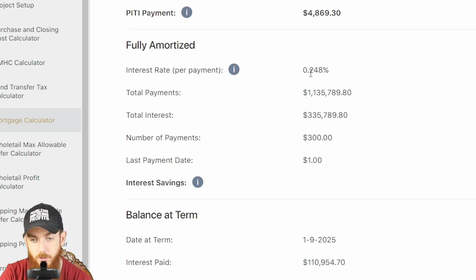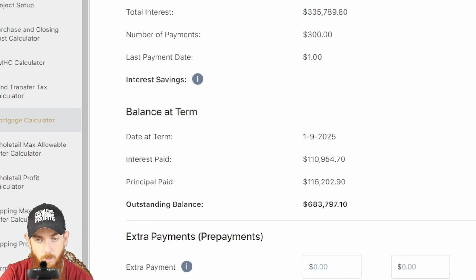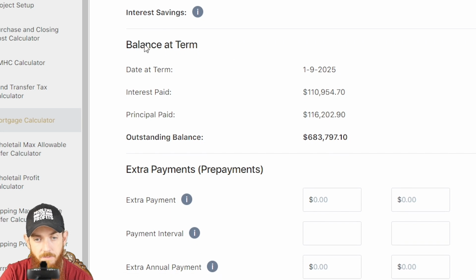So again, I'm not going to go too deep into this, but for those of you that are numbers nerds, you can really dive in and get a firm understanding of everything going on in regards to your mortgage. And then we're going to have our balance at term.